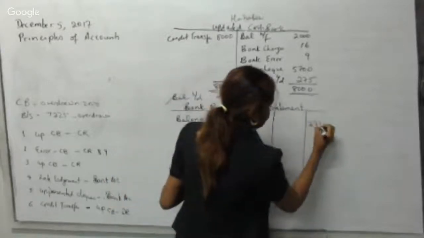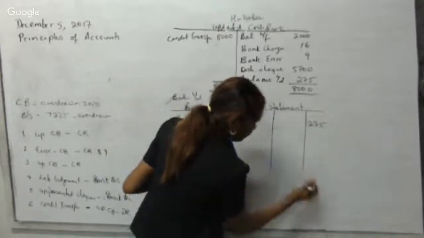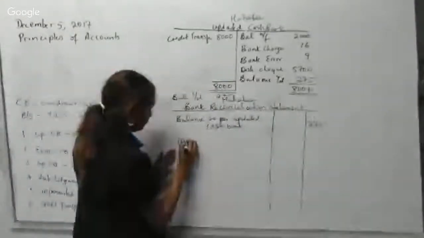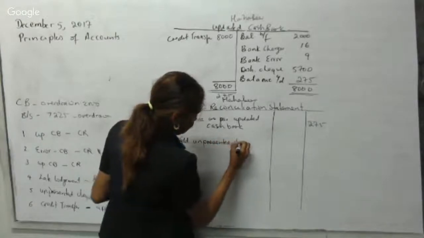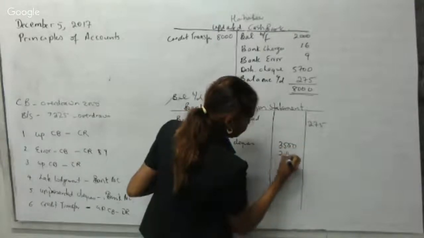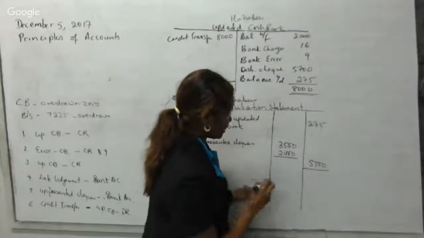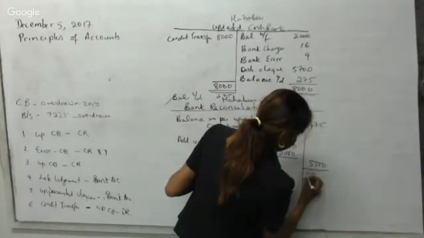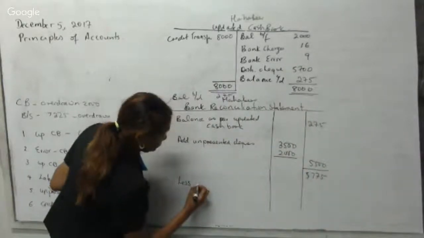So we have 275, and it's not an overdraft this time, so we just need it as a positive figure. We're going to add unpresented checks, which is 3,500 and 2,000. So that's 5,500. 5,500 plus 275 will be 5,775. And minus late allotments.